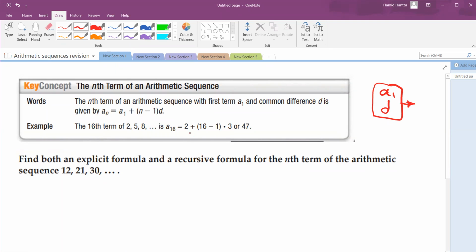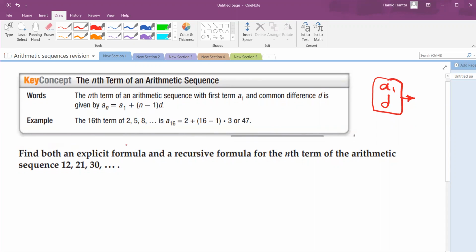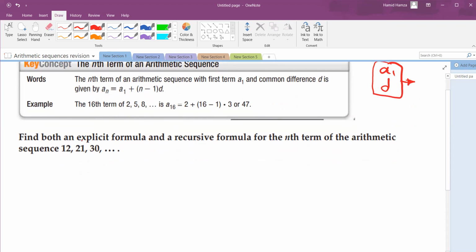So the nth term equals A1 plus n minus 1 times D. D is the common difference. A1 is the first term. N is the number, or the order, of the term. And this one we also name the explicit form.